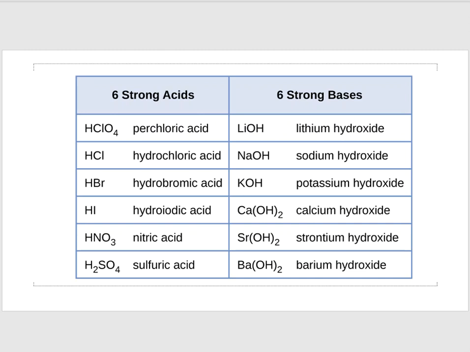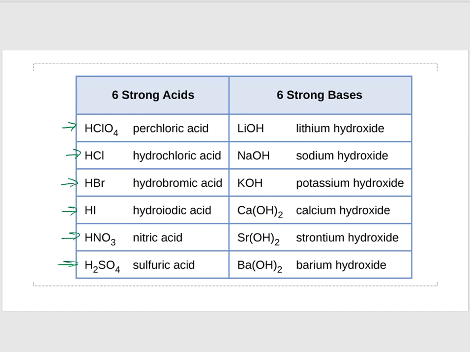So 6 strong acids, if you look here: perchloric acid, HClO4; HCl is hydrochloric acid; HBr is hydrobromic acid; HI is hydroiodic acid; HNO3 is nitric acid; and H2SO4 is sulfuric acid. All of these are strong, which means they all give off every proton that they can.